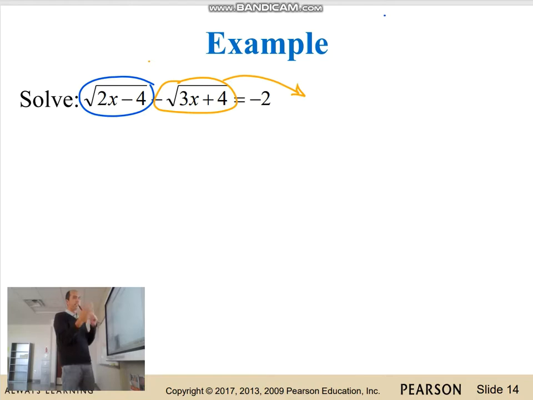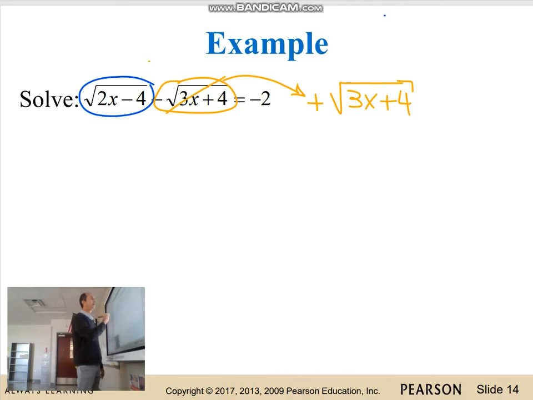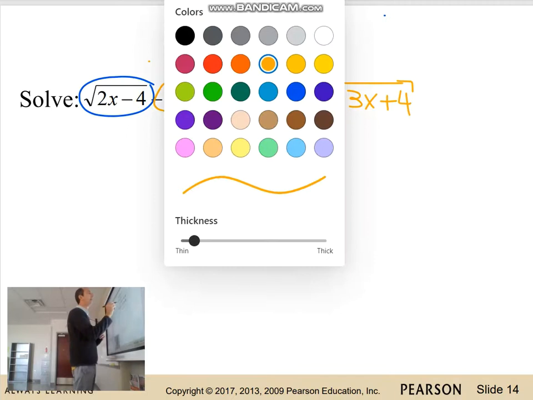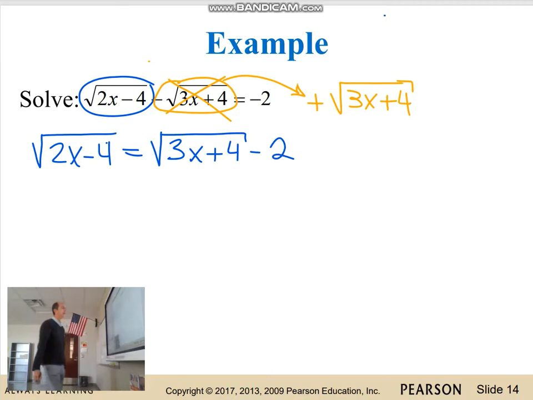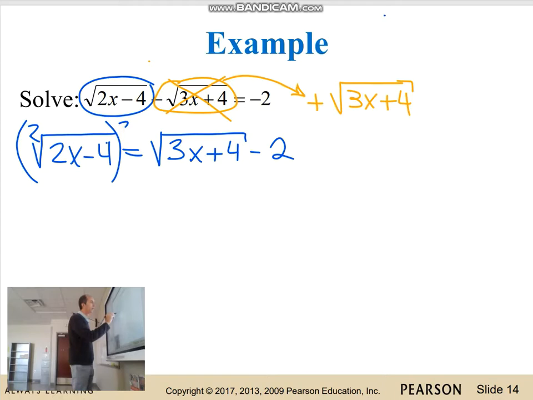We are adding square root of 3x plus 4 to both sides of the equation, and the effect is that you're gonna see the positive square root of 3x plus 4 on this side, and you're gonna eliminate this from the other side. Okay, let me make it clear. So now we have this isolated, square root of 2x minus 4 is going to be equal to, and let's write here, square root of 3x plus 4 minus 2. Okay, apply the power of 2, the square on both sides, because this is square root, right? If this is square root, you can apply the square on both sides of the equation, and it allows us to eliminate this square root.